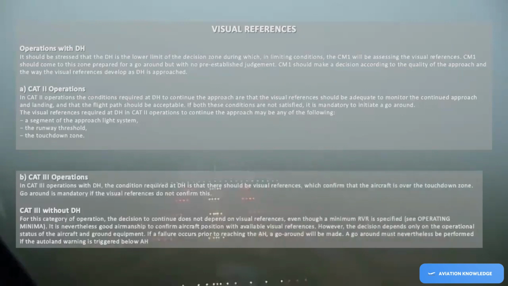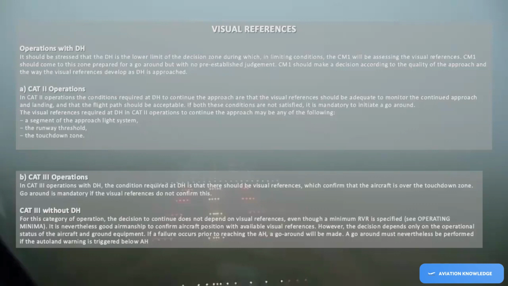B. Cat 3 operations. In Cat 3 operations with decision height, the condition required at decision height is that there should be visual references, which confirm that the aircraft is over the touchdown zone. Go-around is mandatory if the visual references do not confirm this.